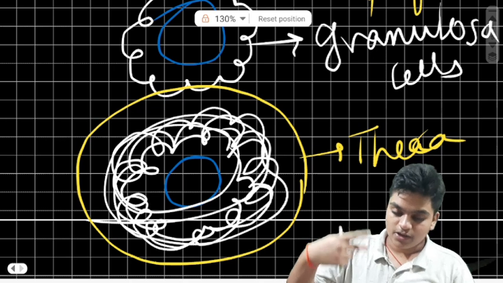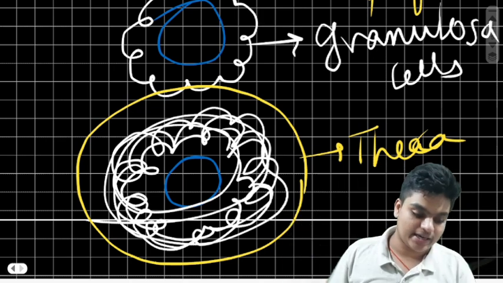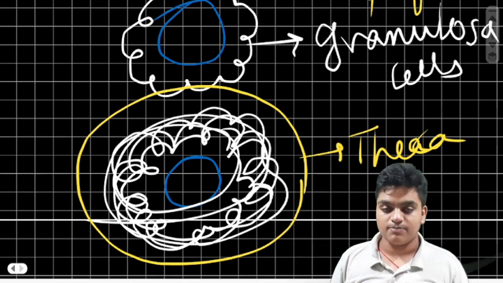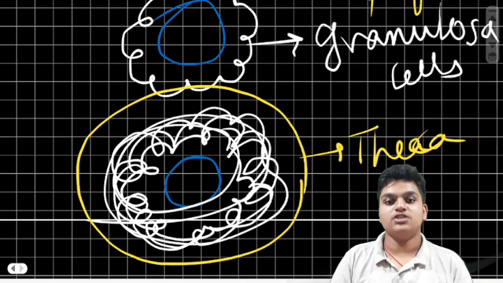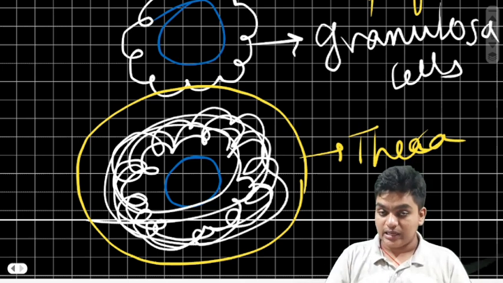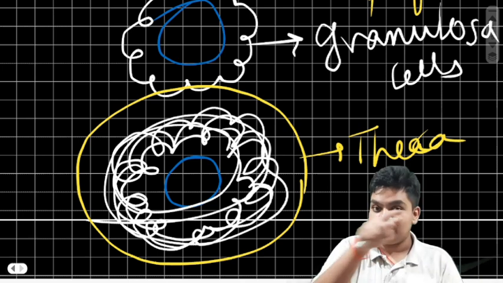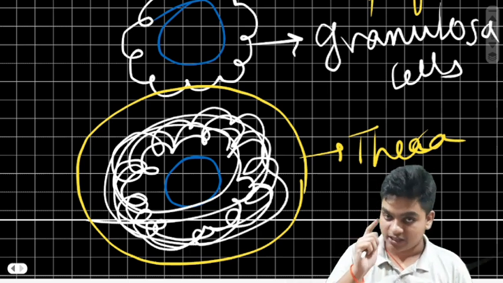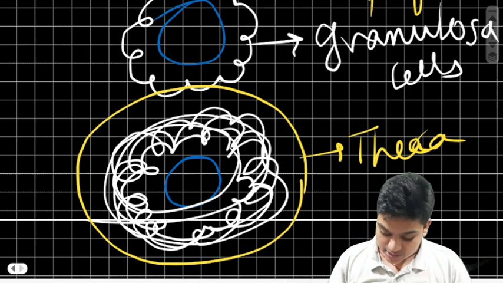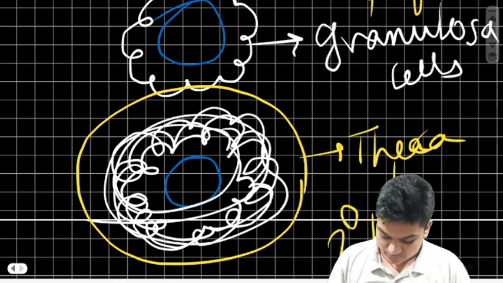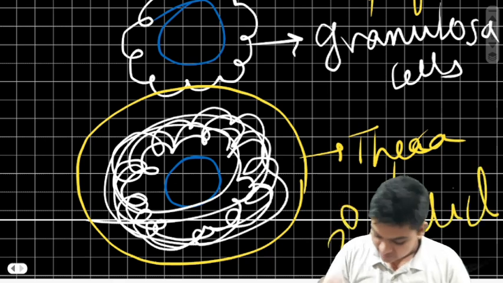Now when this primary follicle is converting into a secondary follicle, it develops many layers of granulosa cells, and the theca around it. Theca is a protective layer, and this is called the secondary follicle.